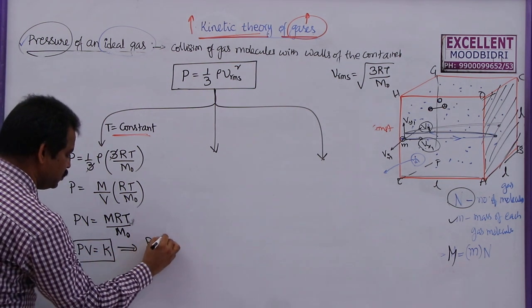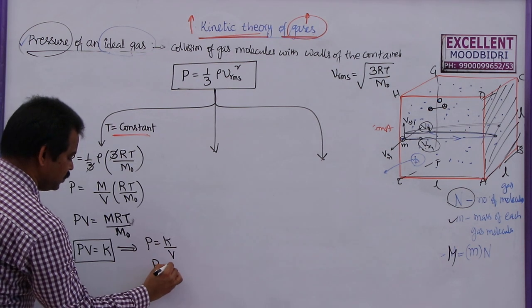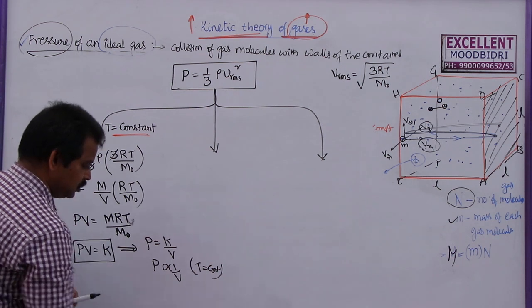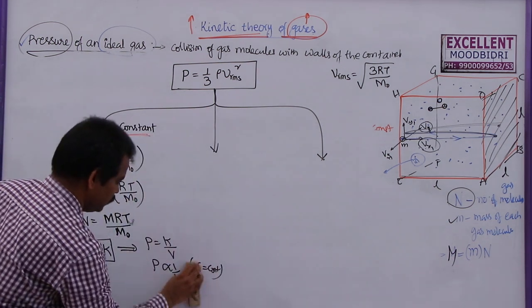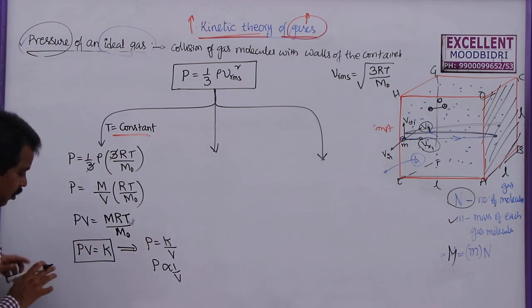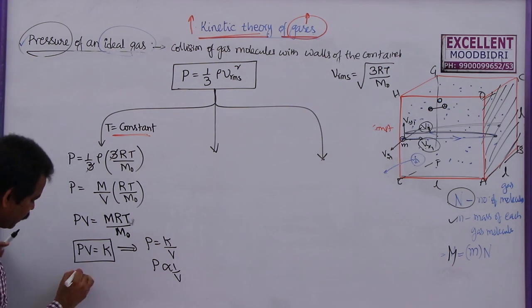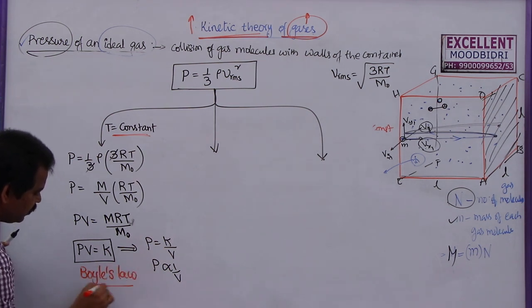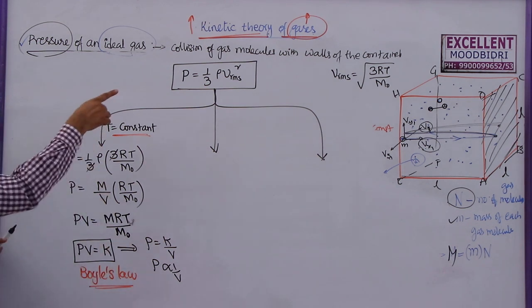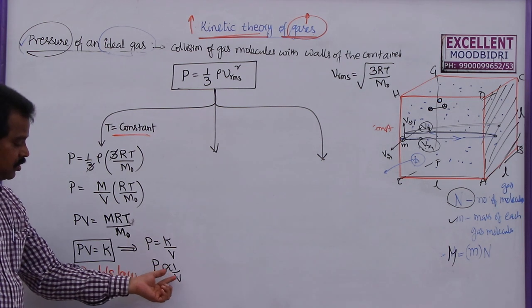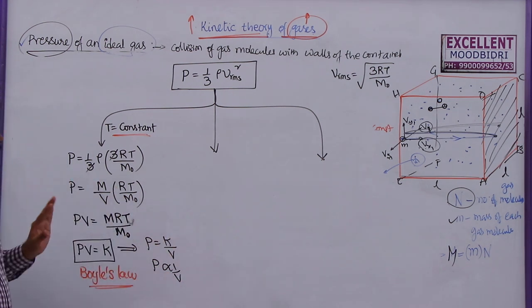So from this we can write P is equal to K by V. Pressure is inversely proportional to volume if temperature is constant. This we call Boyle's law. So we derived Boyle's law from the pressure of an ideal gas. From this we can say the pressure of an ideal gas is inversely proportional to its volume at a constant temperature.